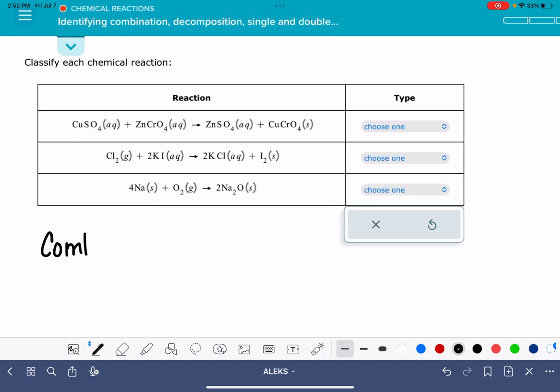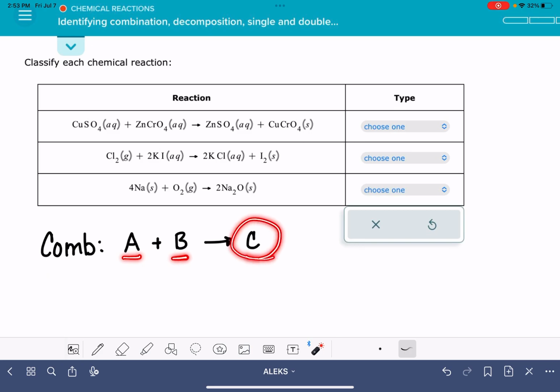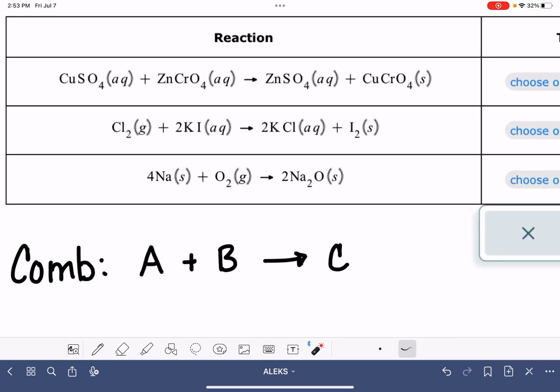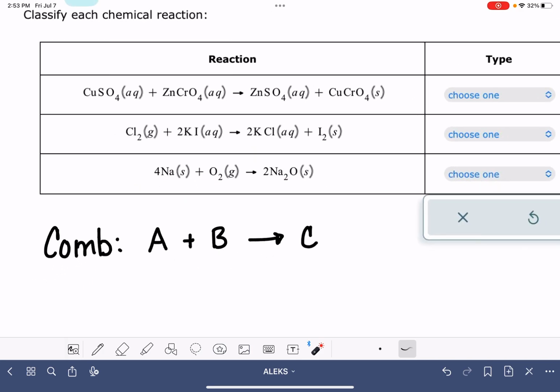For a combination reaction, I'm just going to call it comb. For a combination reaction, we have two different reactants. I'm just going to call them A plus B, and they combine together to make one single product. The key thing that you're looking for in a combination reaction is that you start with two different things and you end up with only one thing, exactly like what we're looking at right here. We're starting with two different reactants and we end with one single product. This is an example of a combination reaction.